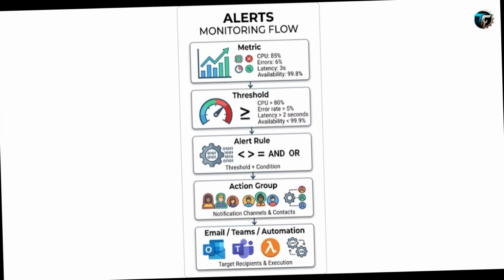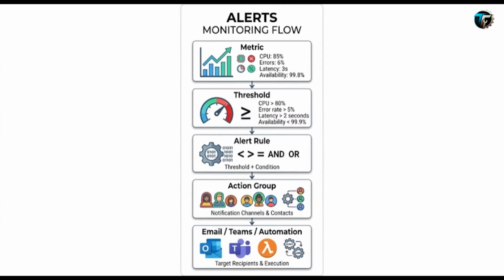Now let's talk about alerts. It starts with a metric, like CPU usage, error rate, latency, or availability. Next, we define a threshold, for example, CPU greater than 80%. Then we create an alert rule. This watches the metric and checks if the threshold is crossed. When the rule is triggered, it calls an action group, a set of responses like sending an email, posting to Teams, or kicking off automation.